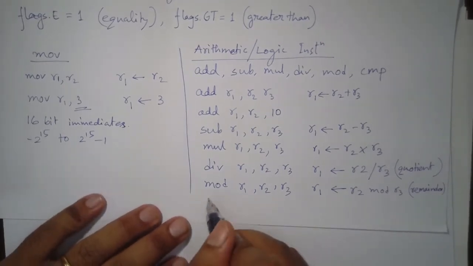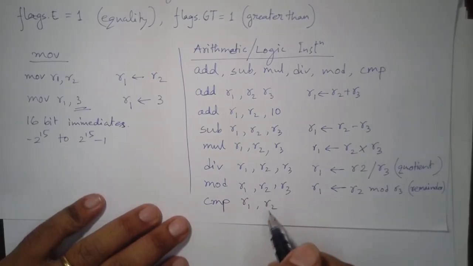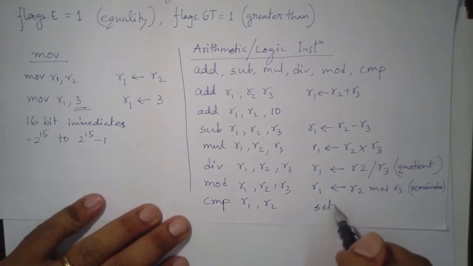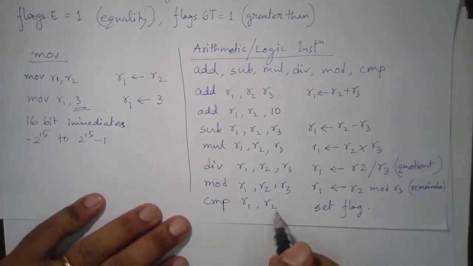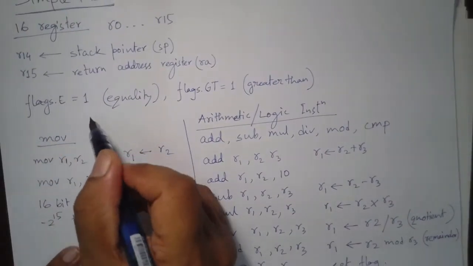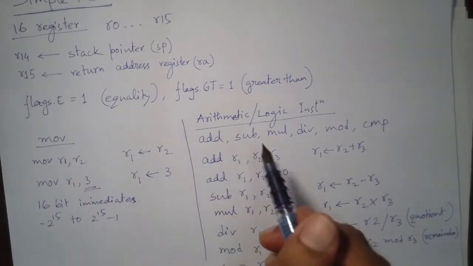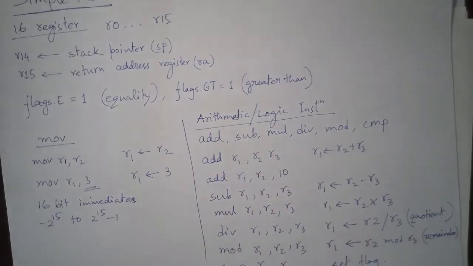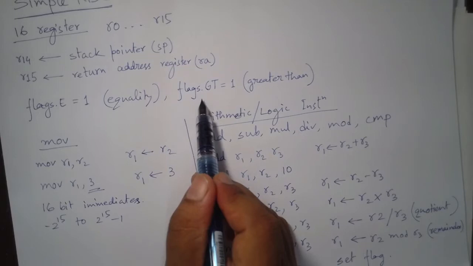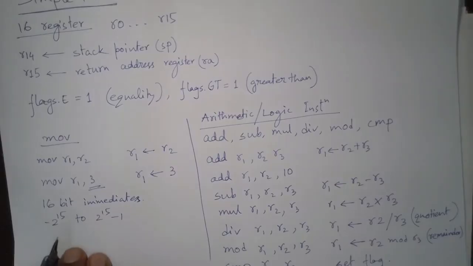Similarly, we have the compare instruction. It compares R1 and R2, and accordingly it will set the flag. Now, if R1 and R2 are equal, then it will set this flag, and until you perform any other comparison instruction, this flag status will remain as it is. If R1 is greater than R2, then the greater than flag will be set. All right. So, this is how our move, arithmetic and logic operations for this simple RISC ISA will look like.